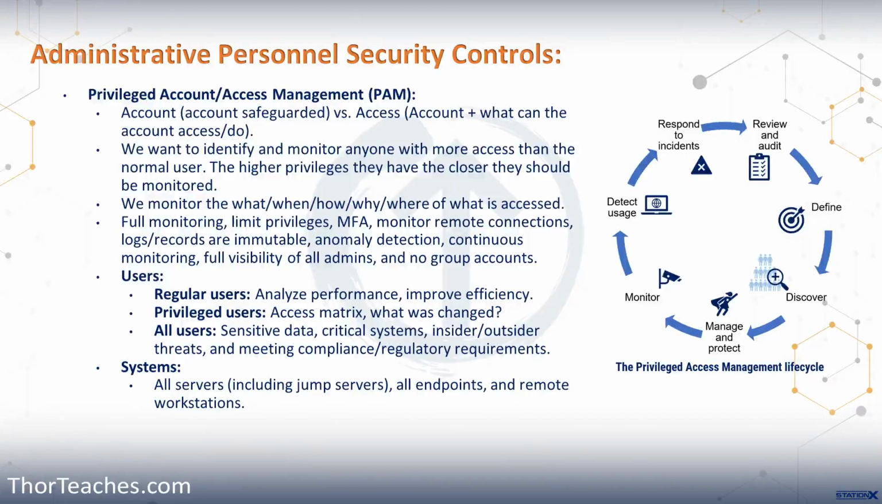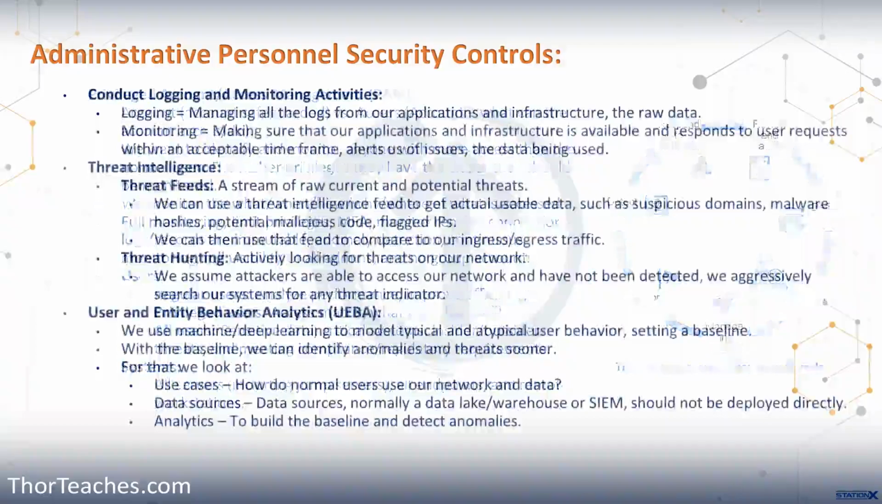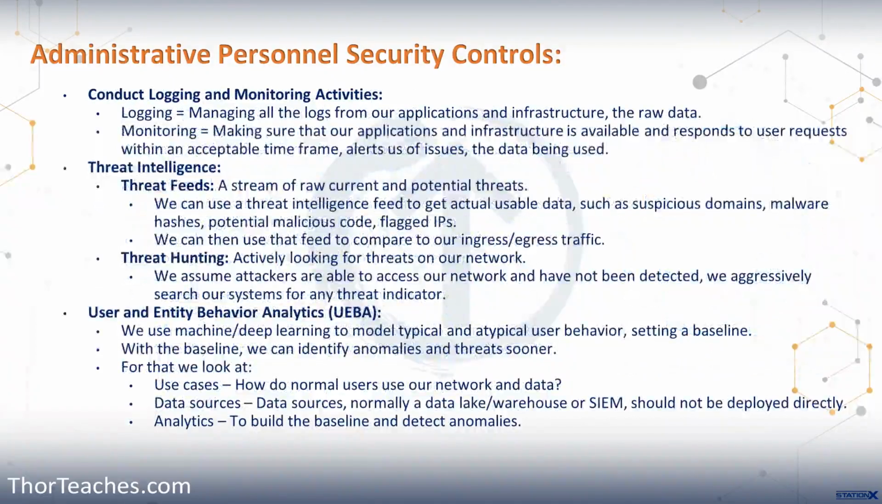Now, with our privileged users, that is where we have that access matrix. What was done, when was it done, how was it done, why was it done, where was it done, and so on. Then we keep an eye on all our servers. That includes the jump servers, all endpoints, and all remote workstations. Let's finish this lecture by looking at logging and monitoring, threat intelligence, and UEBA.